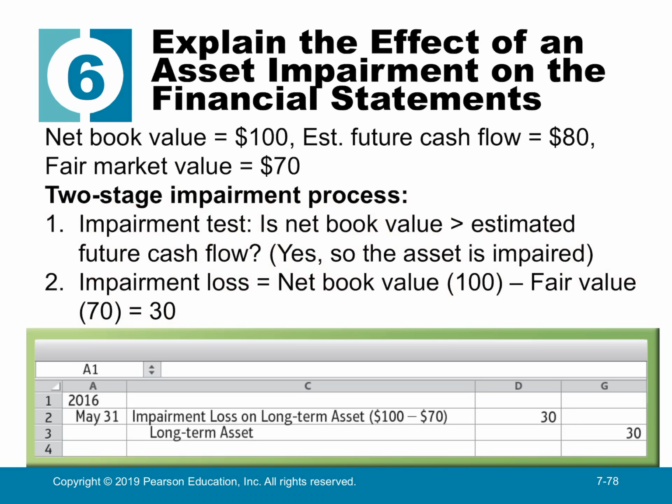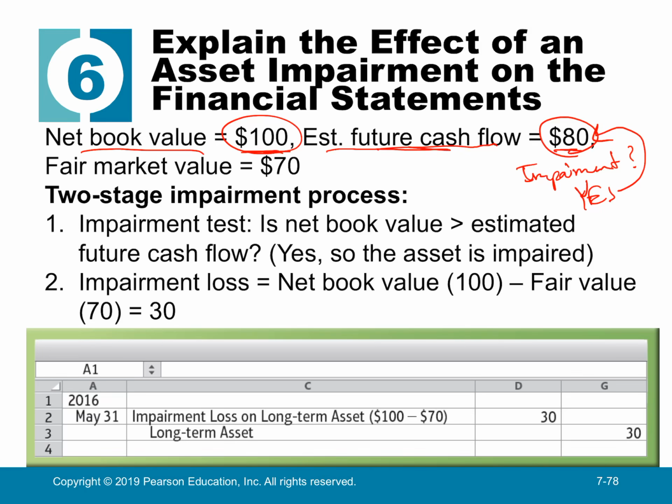So here's an example. We have an asset that has a net book value of 100. We do some math and we estimate that the future cash flow from this asset is 80. So do we have an impairment? That's question number 1. Impairment? Yes. Why? Because this 80 is less than this 100. So we're expecting to have lower future cash flows than this. What do we write it down to? 80? No. We write it down to the fair market value, which in this case is 70.